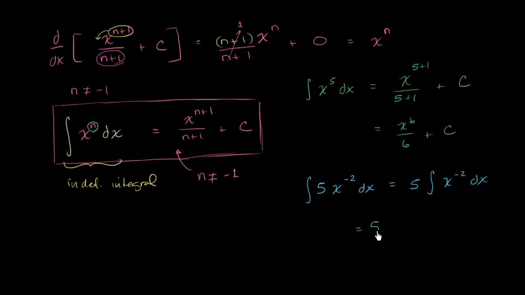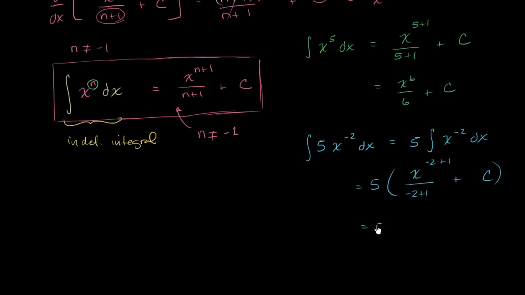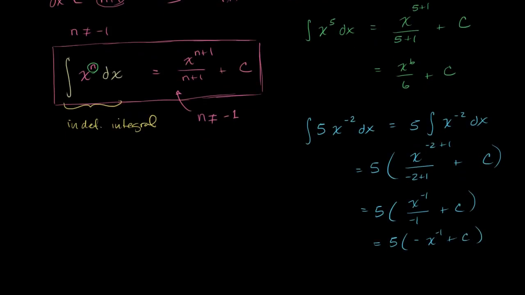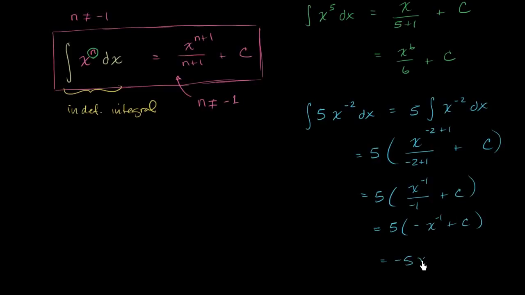And now we can just use this anti-power rule. So this is going to be equal to 5 times x to the -2 power plus 1 over the -2 power plus 1, plus some constant right over here. And then we can rewrite this as 5 times x to the -1 over -1, since -2 plus 1 is -1, plus some constant. And this is equal to 5 times negative x to the negative 1 plus some constant. And then if we want, we can distribute the 5. So this is equal to negative 5 x to the negative 1.